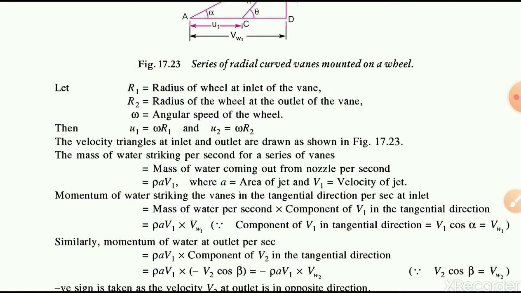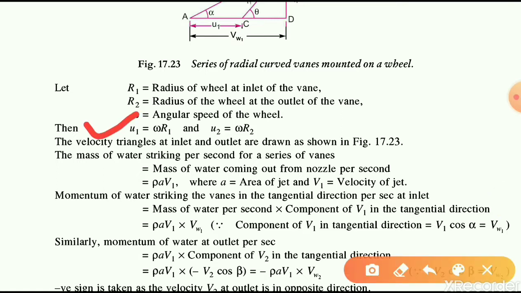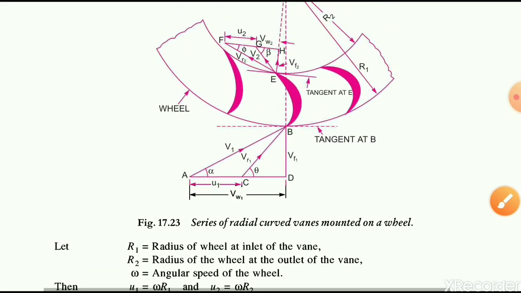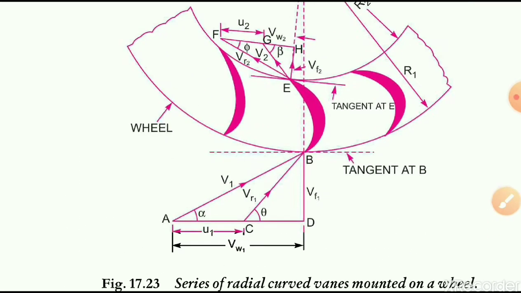Then we know that the linear velocity is the product of radius multiplied by angular velocity. So u1 will be omega multiplied by r1 and u2 will be omega multiplied by r2. The velocity triangles at inlet and outlet are shown in this diagram.